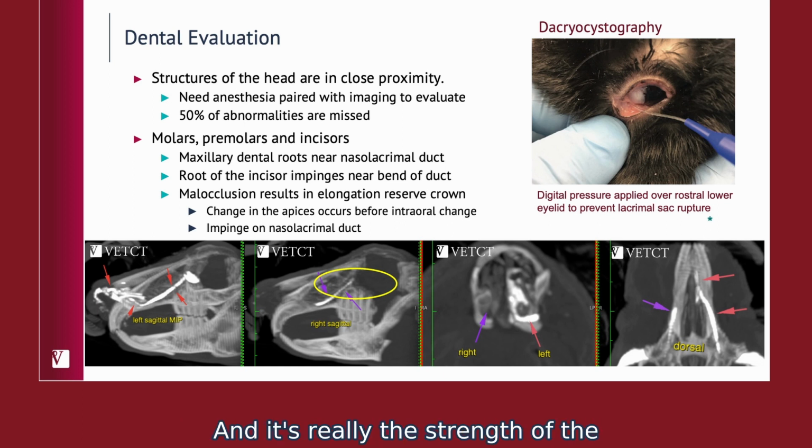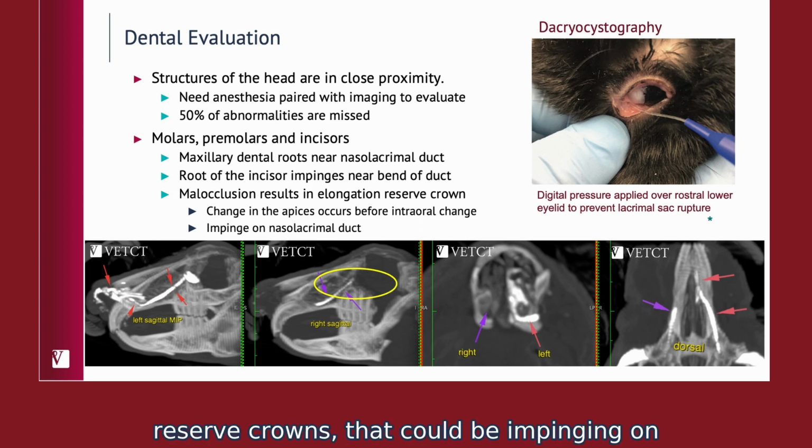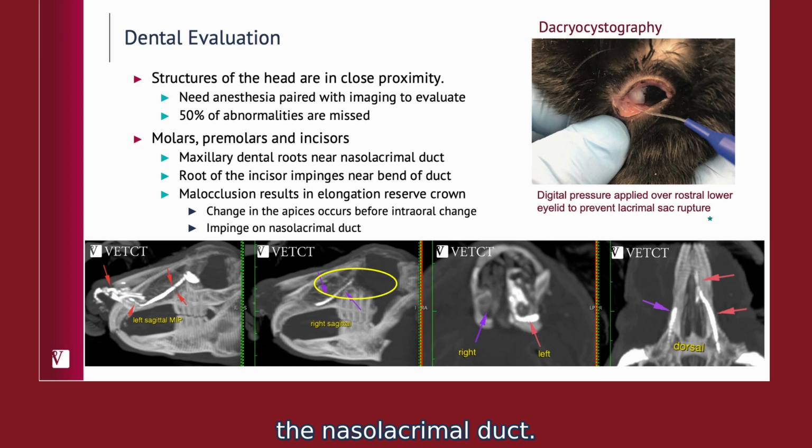And it's really the strength of the oral exam as well as imaging to diagnose any sort of abnormality. And really remember, you're actually looking for changes in the reserve crowns. So you may not actually be able to see any changes inside the oral cavity if you're looking for changes to the reserve crowns that could be impinging on the nasolacrimal duct. So imaging is going to be the real strength here for suspected nasolacrimal disease.